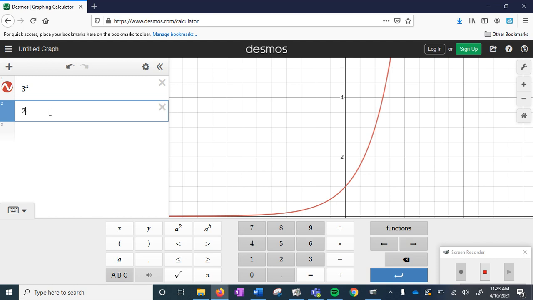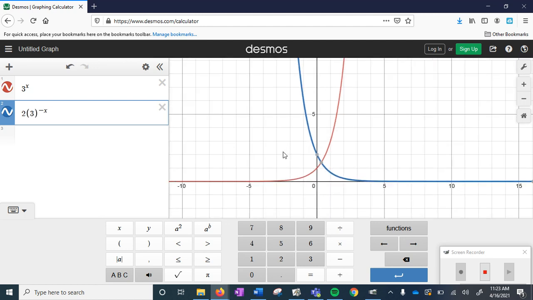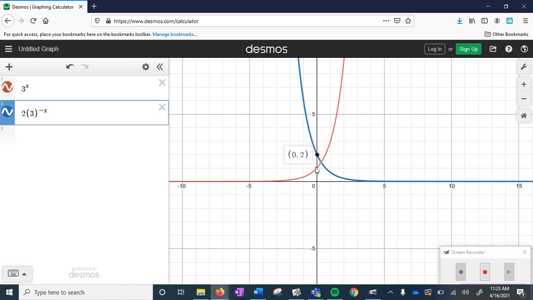2 times 3 to the x power. Oh, we needed a negative on that x, right? Okay, did you see how it reflected it and stretched it out? Now the y-intercept is at a 2, right? It stretched it out from a 1 to a 2, and it flipped it over the y-axis, and there you have it. Again, the horizontal asymptote is still at y equals 0.